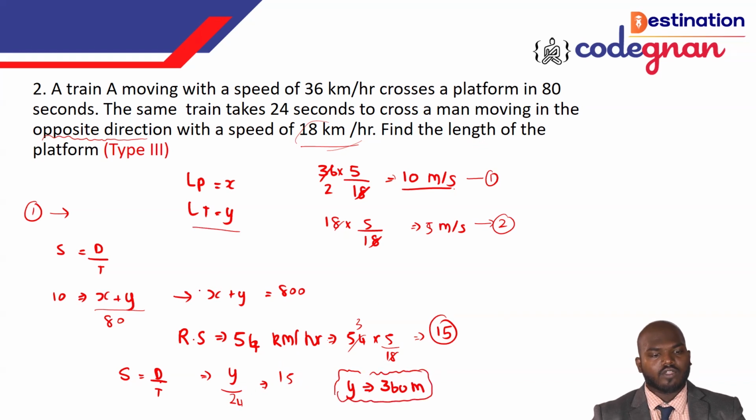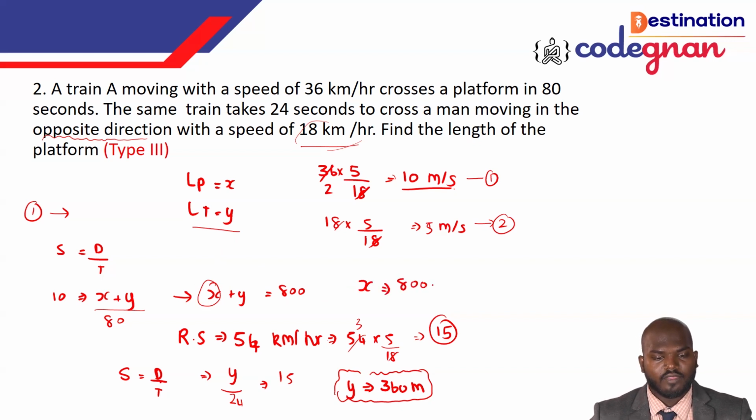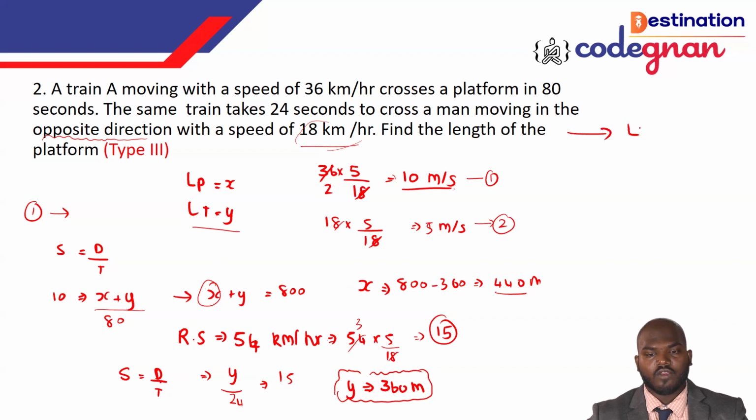If I want to find out the length of the platform, then you can consider x is equal to 800 minus y. So y is equal to, I got the value, 360, right? So if you summarize this, it will give you the value 440 meters as the final answer. The length of the platform with respect to the question they have given here is simply 440 meters, the correct answer.